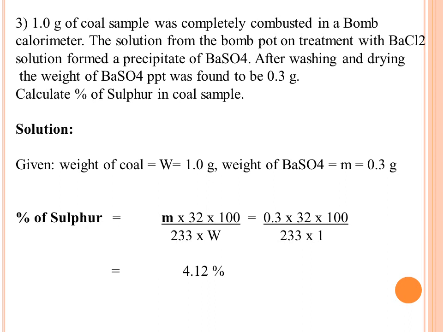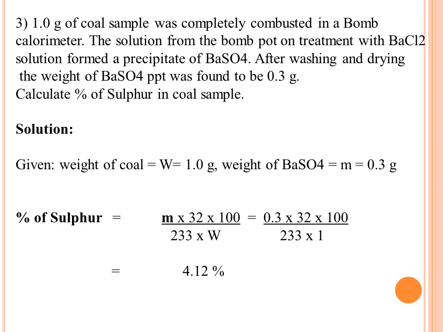This one is for percentage of sulfur. 1 gram of coal sample is completely combusted in a bomb calorimeter. The solution from the bomb pot on treatment with barium chloride forms barium sulfate precipitate, which is washed, dried, and its weight is 0.3 gram. So we have only two weights: 1 gram of coal sample, and the barium sulfate formed, which is 0.3.